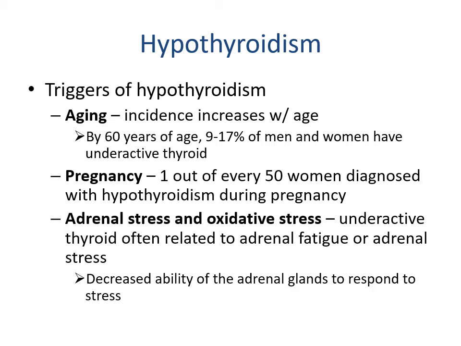Now the triggers of hypothyroidism. Again we said aging, so there's an increased incidence with age. By 60 years of age, 9 to 17% of men and women have an underactive thyroid. Pregnancy, so 1 out of every 50 women will be diagnosed with hypothyroidism during pregnancy. And adrenal stress and oxidative stress, so underactive thyroid is often related to adrenal fatigue or adrenal stress, and the decreased ability of the adrenal glands to respond to stress.